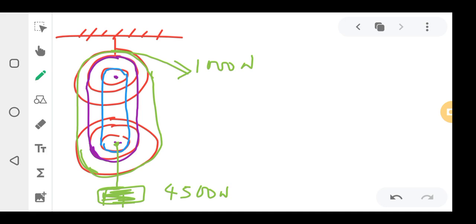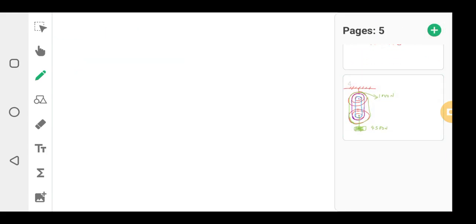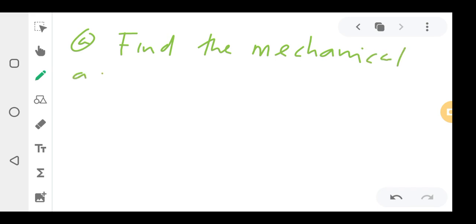And then the question comes. Question 1 is find the mechanical advantage. That's the first question.